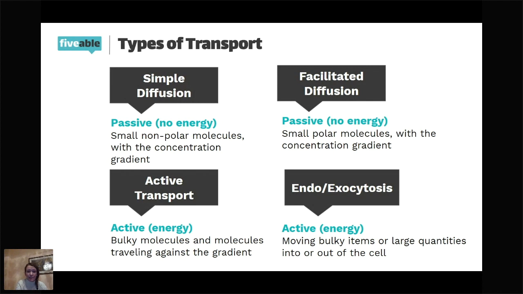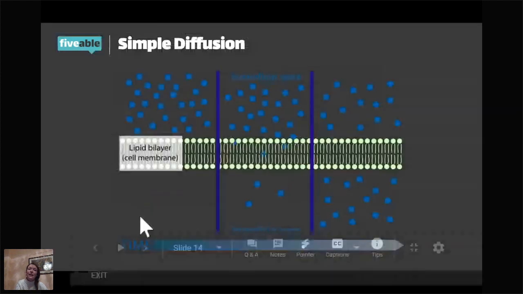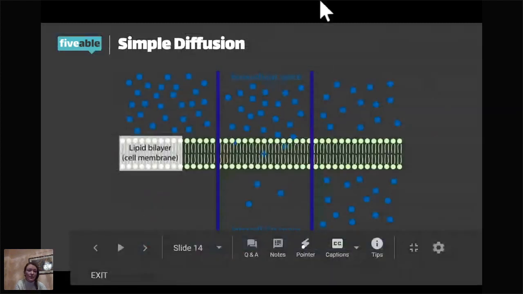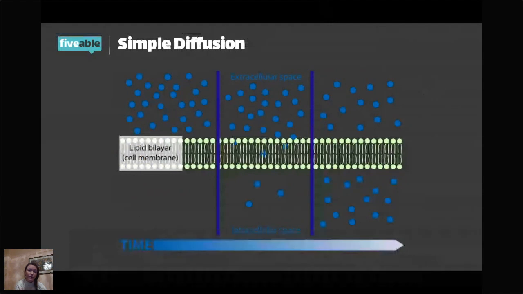Okay, let's see some examples. So simple diffusion, I just wanted you to see the concentration gradient here, and you also see that these molecules are moving through the membrane without the help of a transport protein. And again, that's because they're small and nonpolar, and they're therefore able to get through the fatty acid tails.